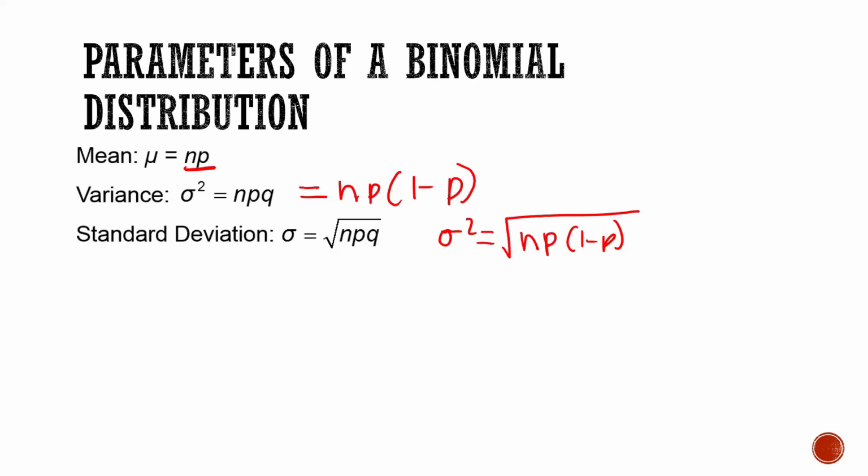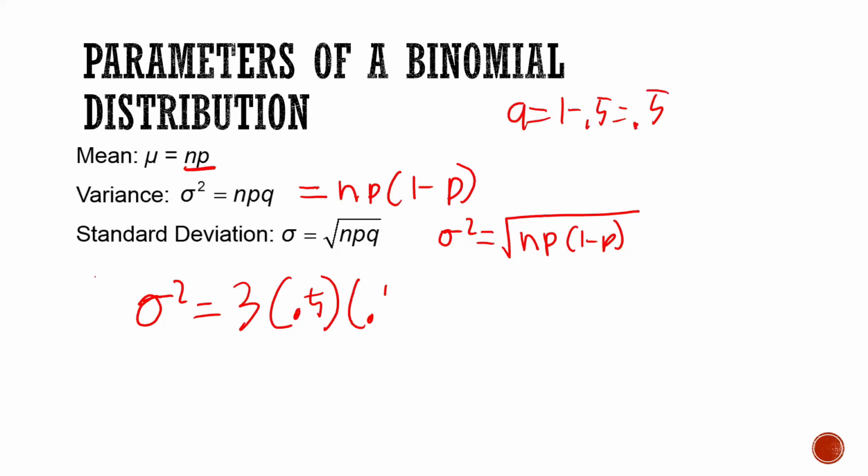So let's calculate the variance and the standard deviation here. So from the girls example, N was equal to what number? 3. P was 0.5, and in this case, Q also happens to be 0.5. So Q is just the probability of a failure. Or if you don't want to memorize Q, just write 1 minus P and use that each time, right? So this ends up being, not 1 minus X, 1 minus P.